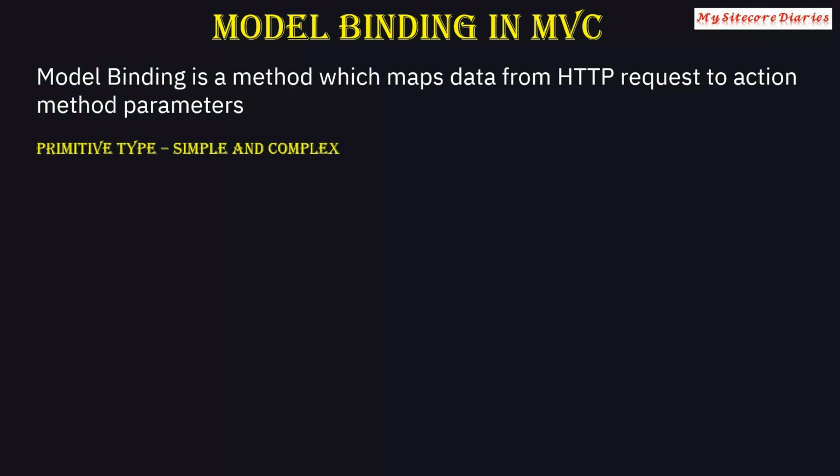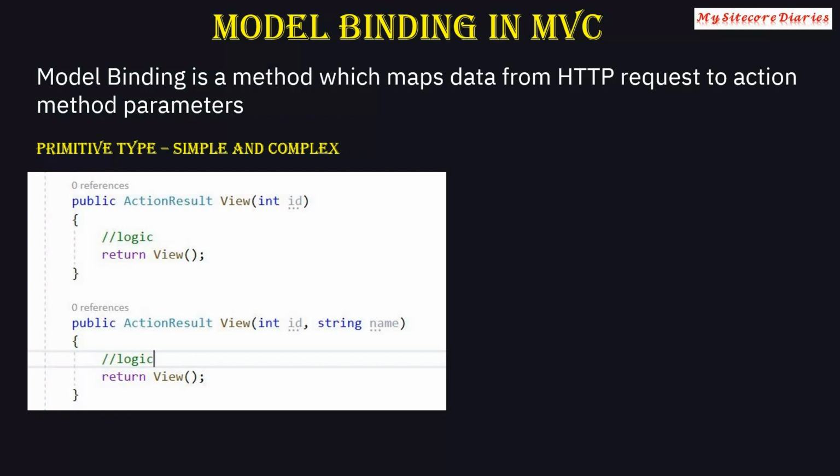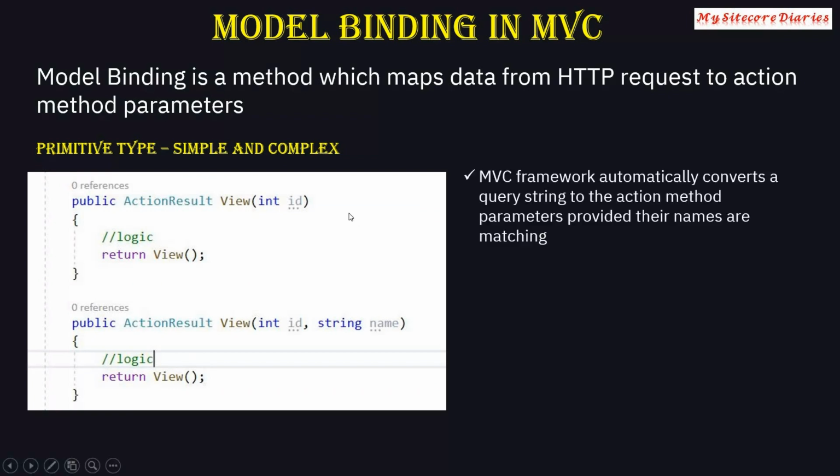Okay, so there is primitive type binding, simple and complex. So how are simple and complex bindings done? Simple and complex type data will get added. Let's take an example: you have an action result method. The MVC framework automatically converts a query string to the action method parameters by matching their names. So whatever the query string is in the request, it gets mapped to the parameters here, integer id and name. The parameters get mapped the way the query strings come. Okay, we will see that.